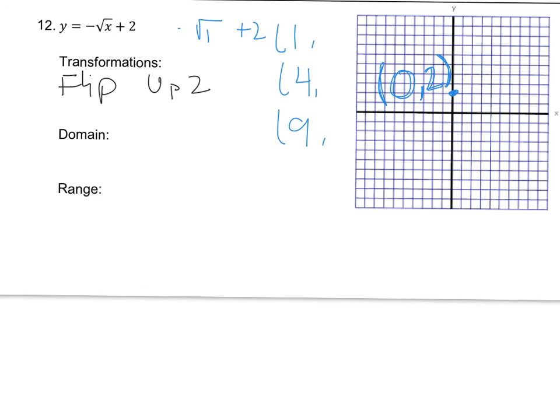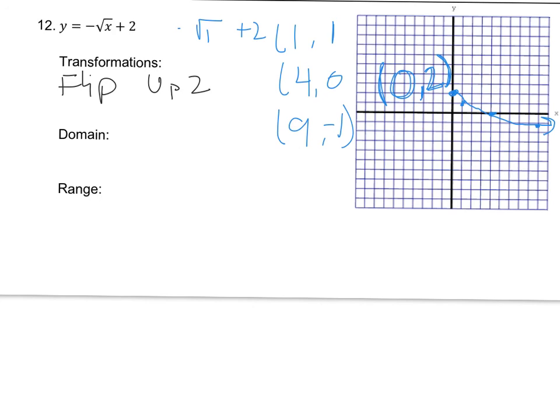So if I plug in 1, I would get 1 out. If I plug in 4, I would get 0 out. If I plug in 9, I would get negative 1 out. When I plot this, I have 1, 1. I have 4, 0. And I have 9, negative 1. And I draw it to the right, and this one's going down. So again, this point is very important.